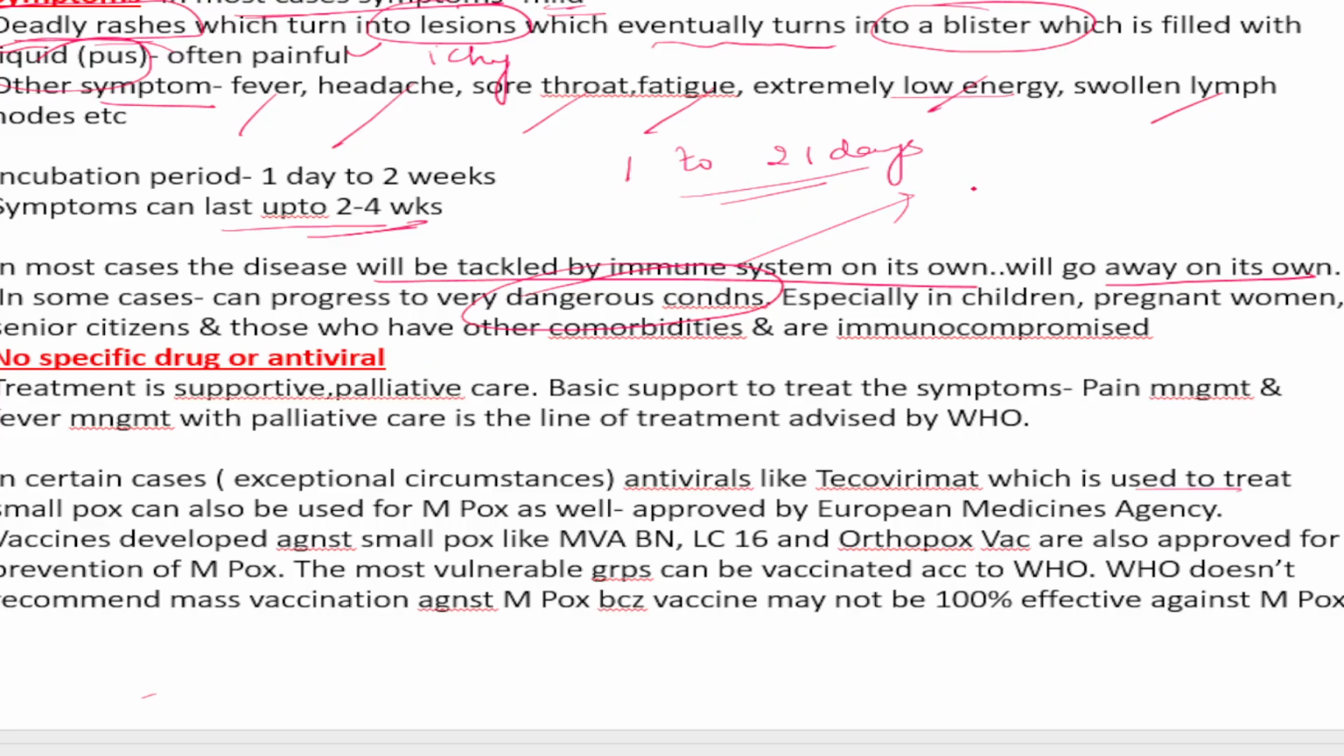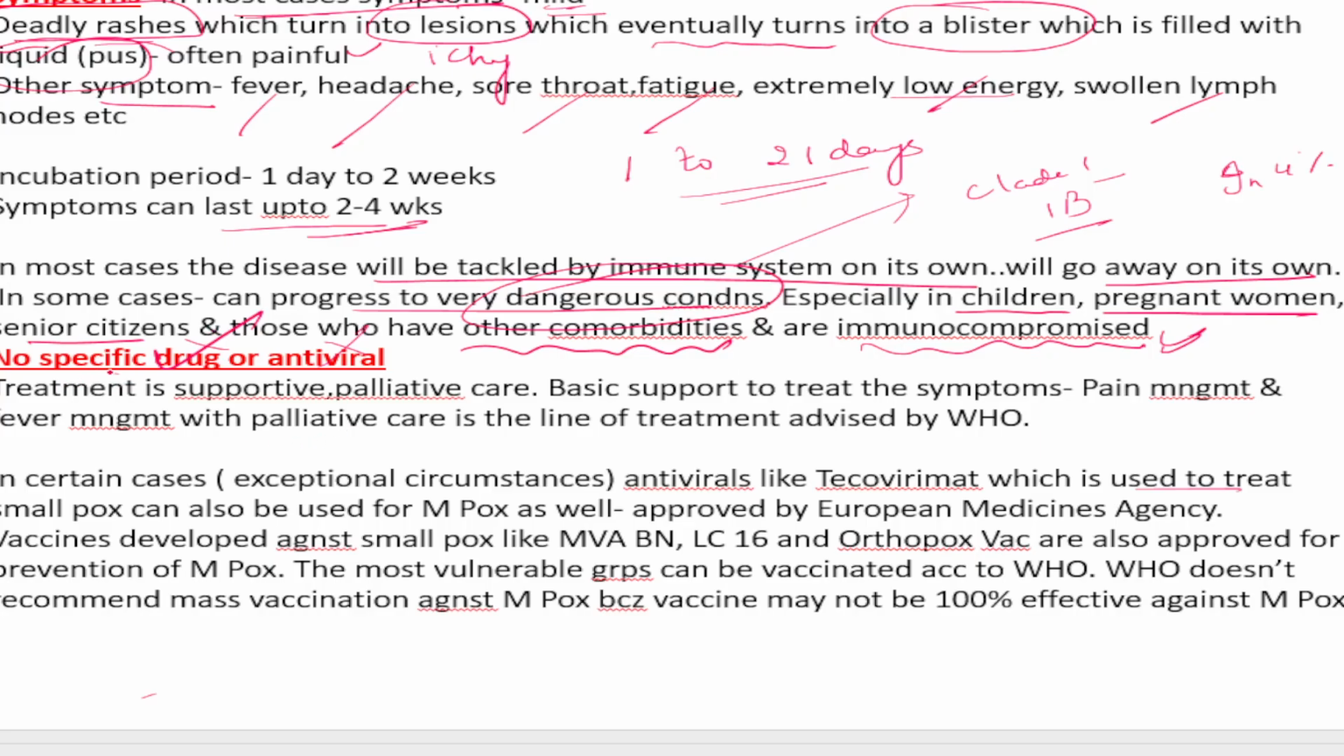As we saw, clade 1 and clade 1b are deadlier variants, and in 4% of the cases, even death can be caused. The more vulnerable population include children, pregnant women, senior citizens, and those who have other comorbidities, that is other diseases like heart disease, etc. They are more susceptible because their immune system is already weak. And those people who are immunocompromised are more susceptible to the disease.